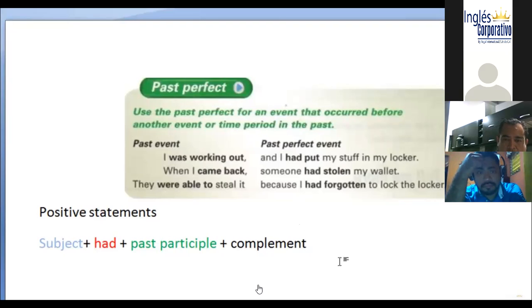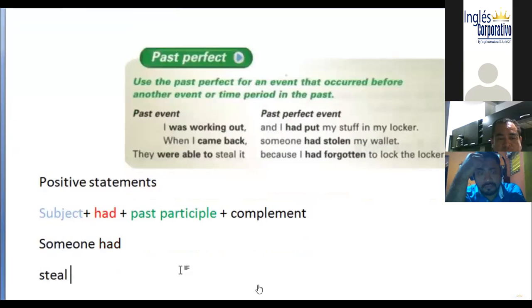I mentioned that we're going to have some sort of subject. So we're going to say someone. All right. And I'm going to borrow that second example that you see there at the bottom. This follows the auxiliary verb. This, in this case, is going to be had. And then this is going to follow the past participle of whatever verb that I'm using. So in this case, the verb is steal, all right? And the past participle of that verb is stolen. Okay. So someone had stolen my wallet.